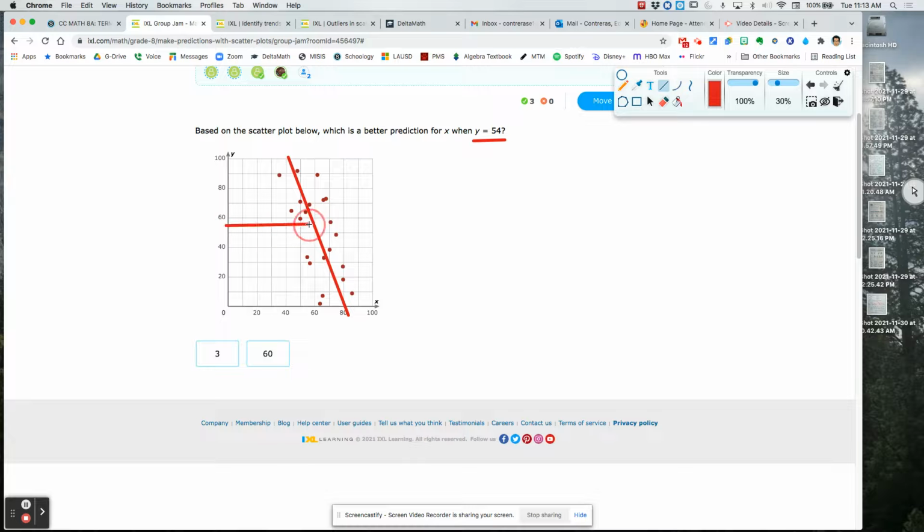So draw a line across until it hits the line. Then bring that line down. And now we're going to look where it hits on the x-axis. What number does that hit? 60. So our prediction is going to be 60. When y is 54, x is going to be 60. Okay? So I'd like you to pick that one.